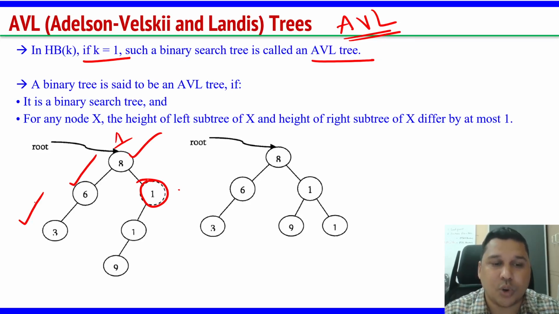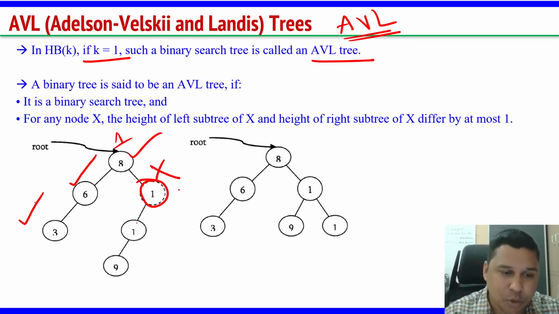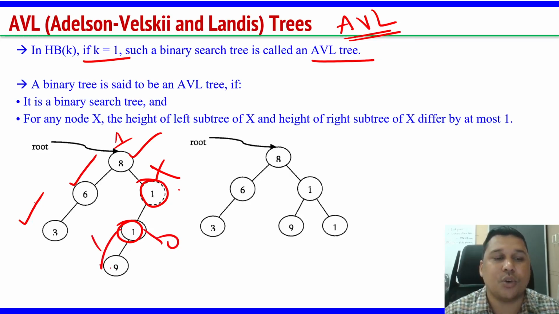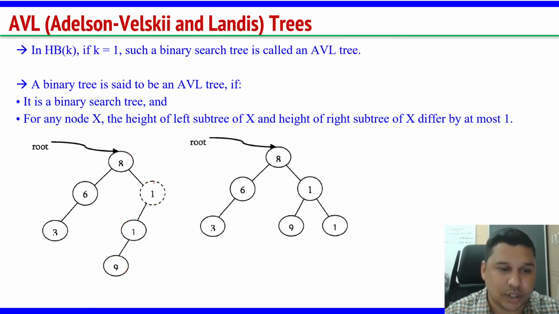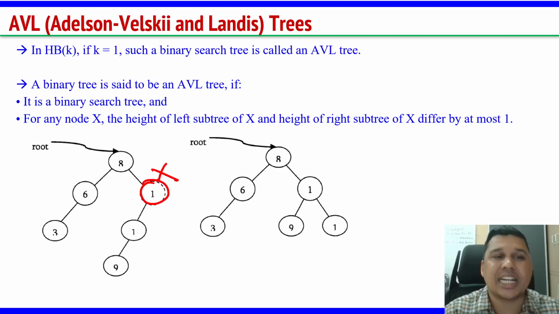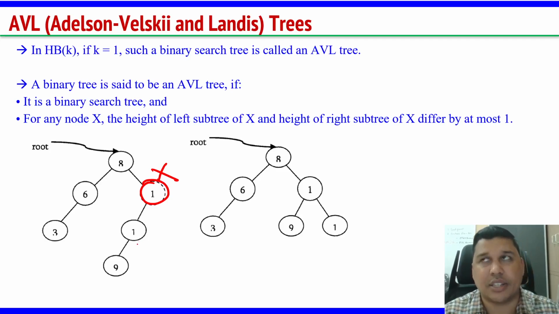So, this node 1 is not satisfying the property of AVL tree because its left is 2 and right is 0. So, the difference is 2, which is more than 1. What about this one? It is normal, it is satisfying because this is 1 and this is 0. What about this? Both zeros, satisfied. So, only this node is not satisfying the property of this AVL tree.